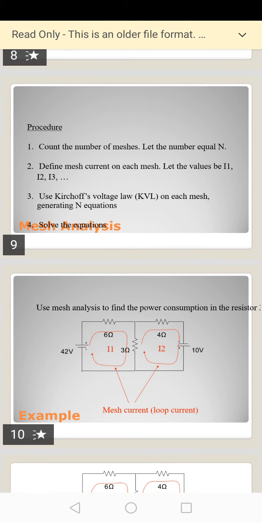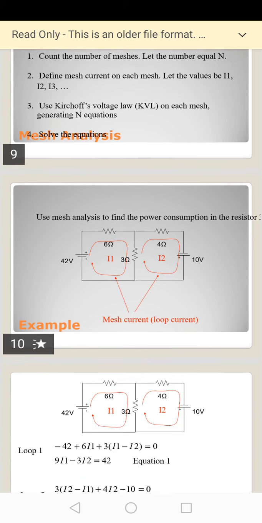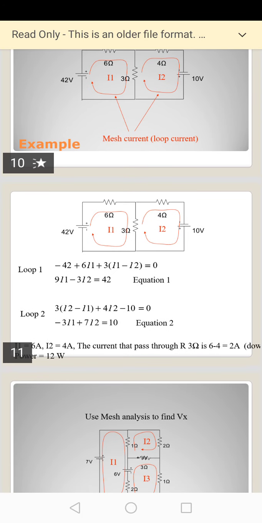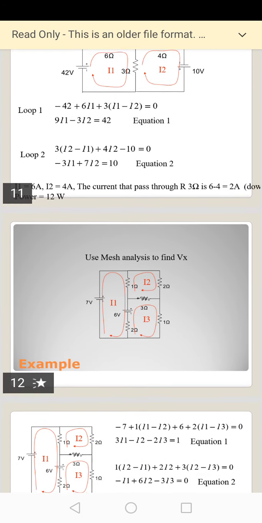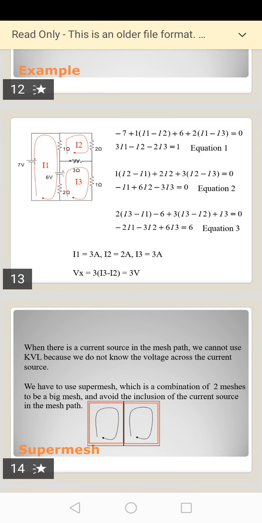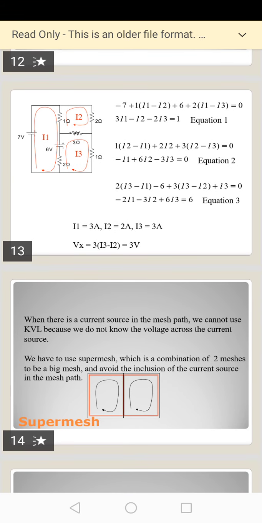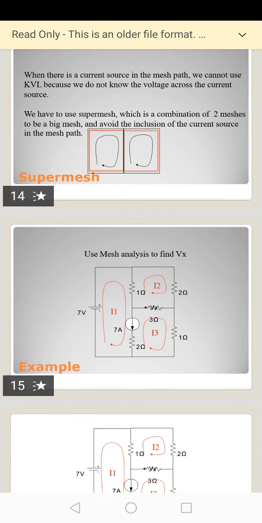So use mesh analysis to find the power consumption in the resistors. This is how to do mesh analysis. When there is a current source in a mesh path, we cannot use KVL because we do not know the voltage across the current source. We have to combine the two meshes into one big mesh, and avoid the inclusion of the current source in the mesh path.